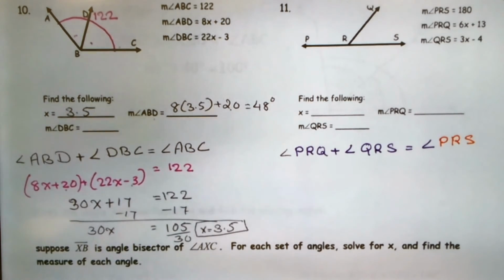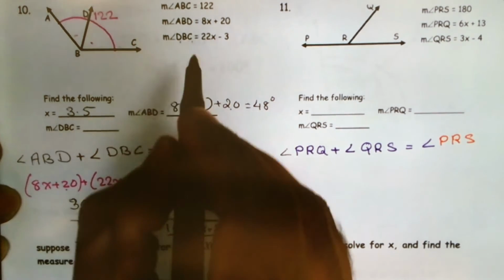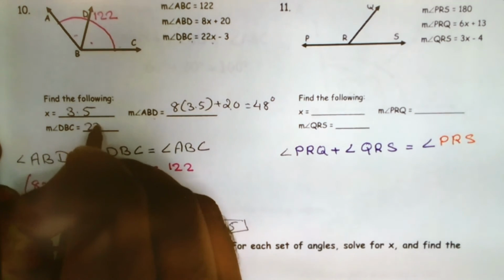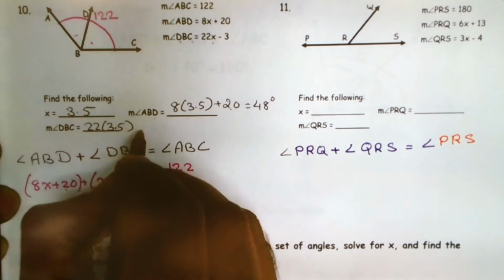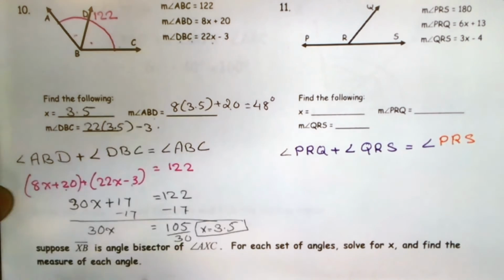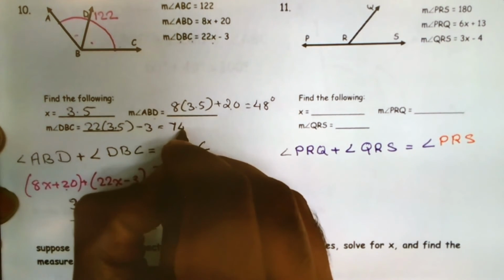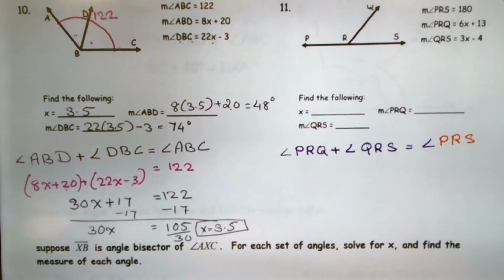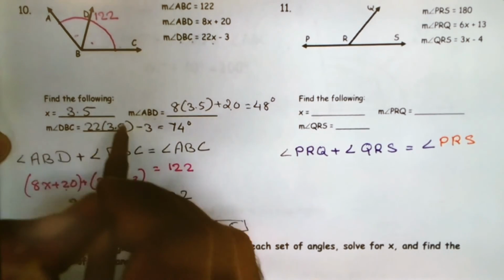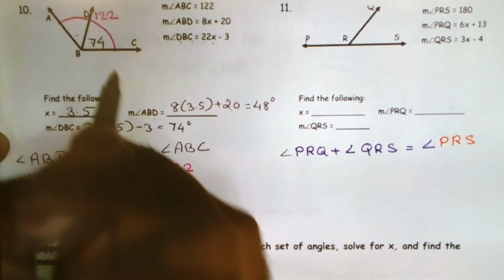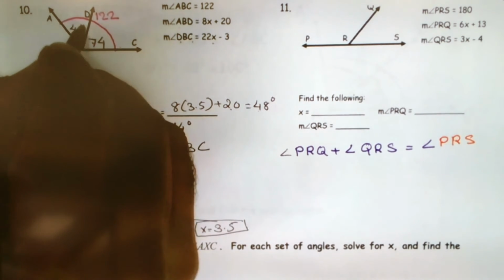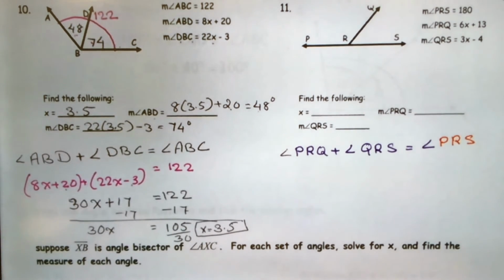The second one, I need to figure out how much is DBC. So plug in 3.5 for x: 22 times 3.5 minus 3. So 22 times 3.5 is 77, minus 3 is 74 degrees. So the measure of this bigger small angle is 74, and the measure of the first small angle is 48. So they add up to 122. So the answer is correct.